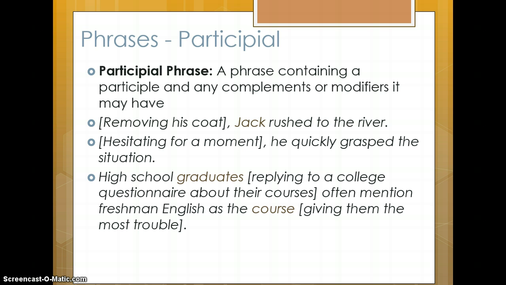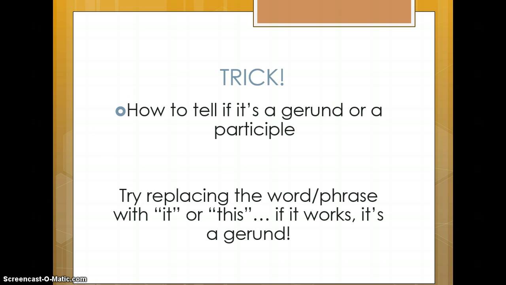None of that makes any sense because in a participial phrase or in a participle, it's functioning as an adjective. You can't replace an adjective with a pronoun. So the pronoun test is a way to tell if the ing word you've got in front of you is a gerund or if it's a participle.